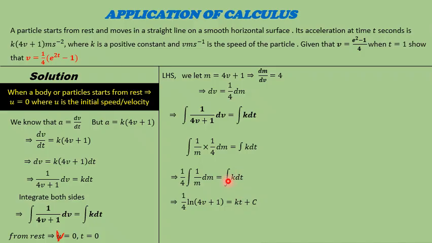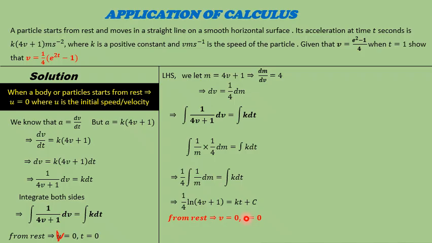If I integrate k with respect to t, k will be like a constant. As we all know, in the equation k is a positive constant, so I'm just going to remove k outside the integral sign. If I remove k outside the integral sign, I'll be left with dt, and the integral of dt is actually t, and the t will be multiplied to this k. Hence, I'm going to have 1/4 ln of 4v plus 1 equal to kt plus the constant of integration c.